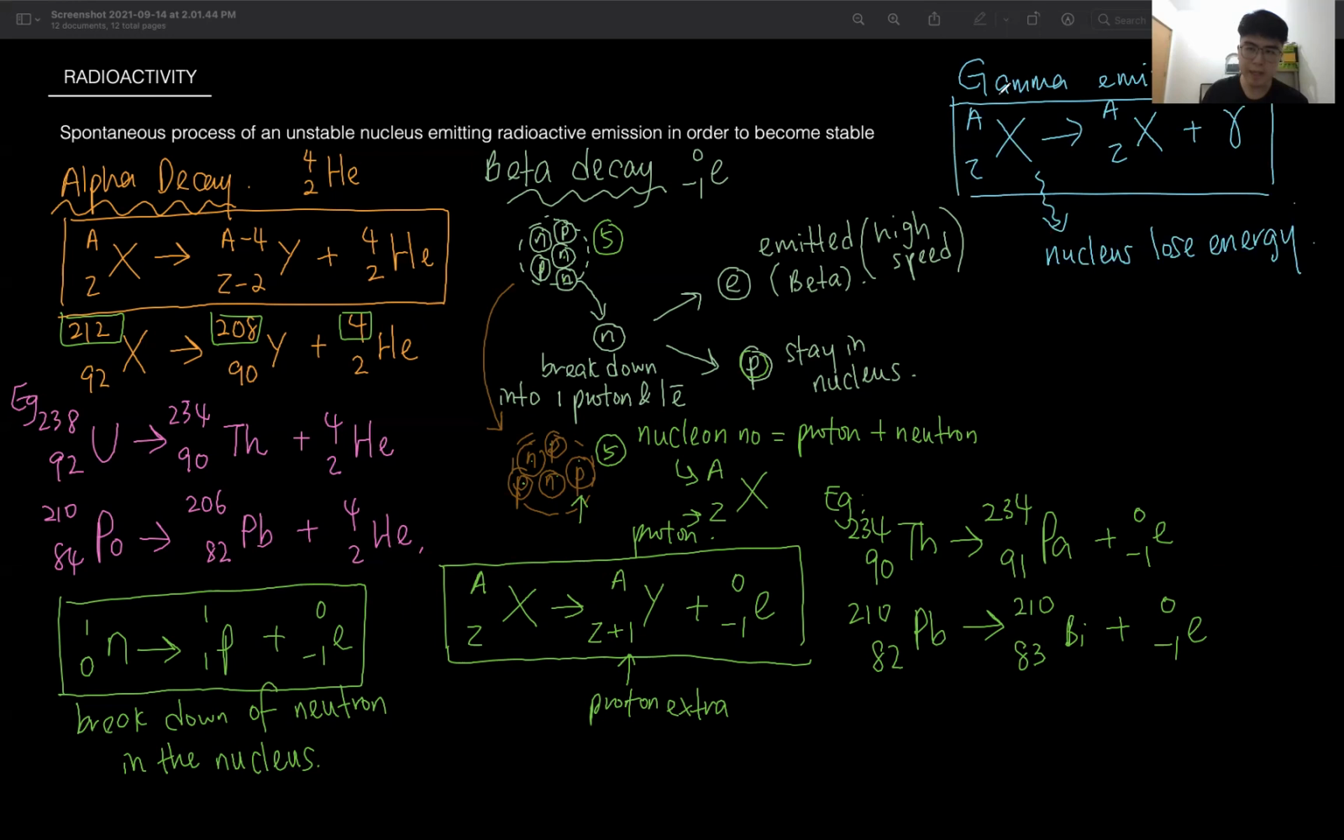Now normally this gamma comes out in packets. You can think of it like a packet of energy, like a lump. A packet of energy, this is how they are emitted. Another term for it is photons. What are photons? It is a packet of energy. So that is for gamma emissions.